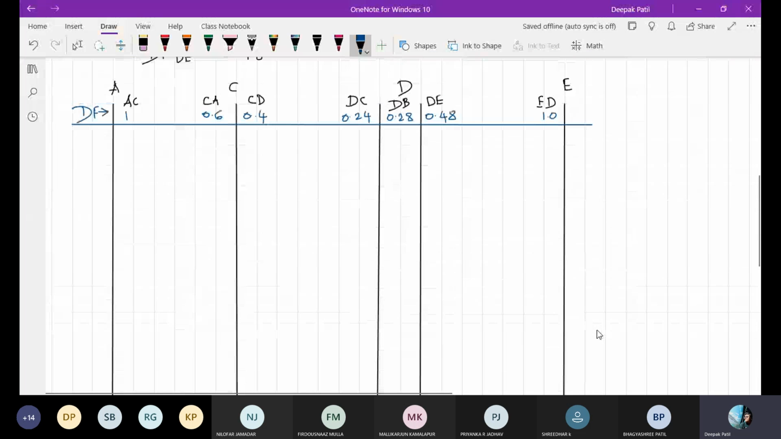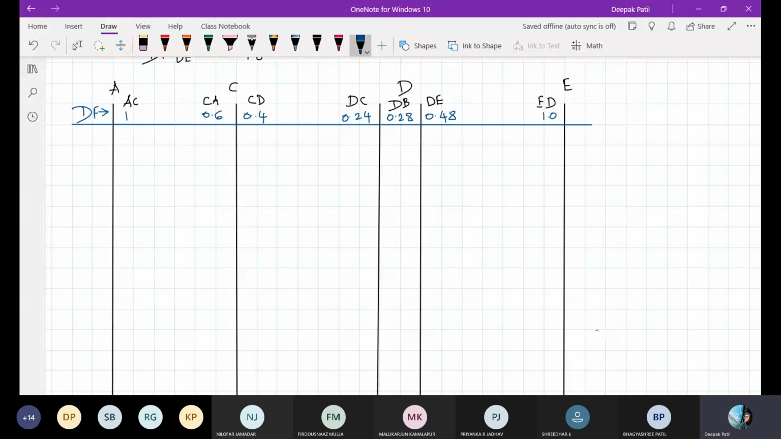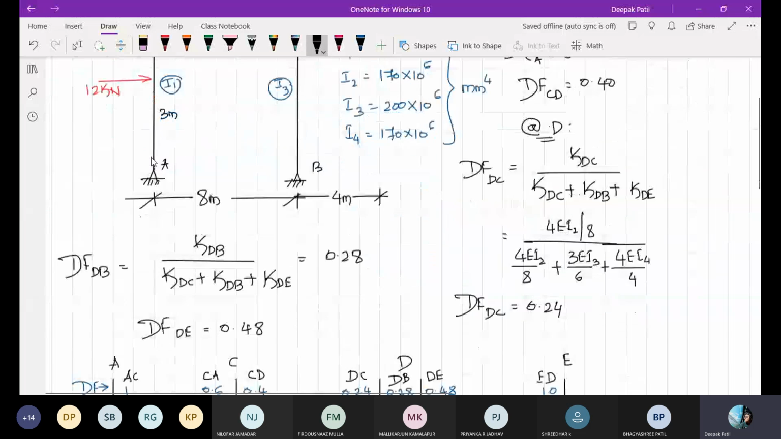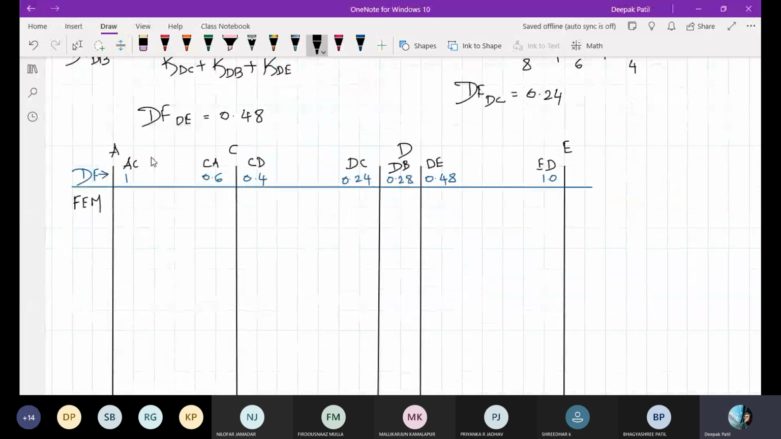Okay, right. So once this is done, then the next step is to write the fixed end moments. So what happens to fixed end moment AC? This 12 kilonewton is acting exactly at the center. So you should use the formula WL by 8. This 8 you should not take. I have told earlier also, whenever the loads are acting at the joint, you should not take them into consideration while calculating the fixed end moments.